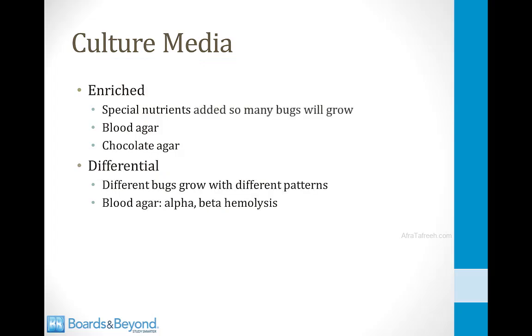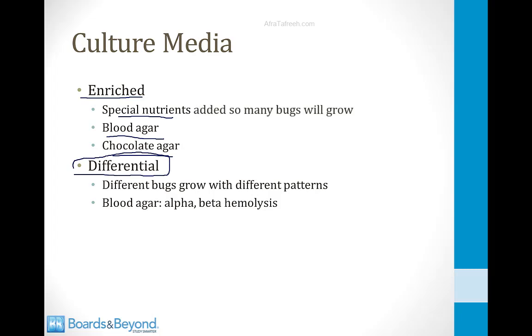There are some other words we use to describe culture media. Sometimes we say that culture media are enriched, and this means that we added special nutrients so certain bugs will grow in a certain pattern. For example, blood agar is enriched by the addition of sheep's blood, and chocolate agar is also enriched with the presence of certain nutrients.